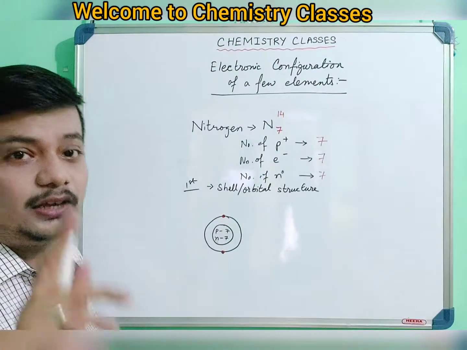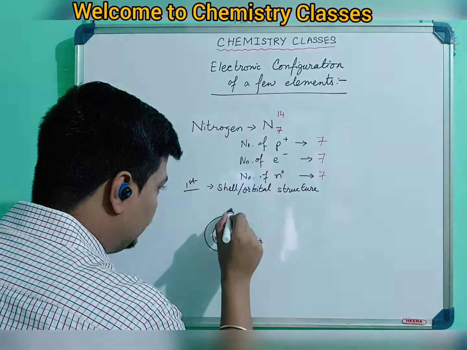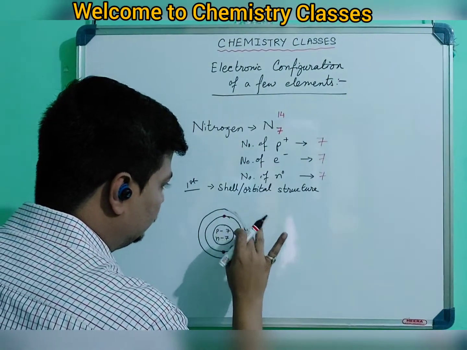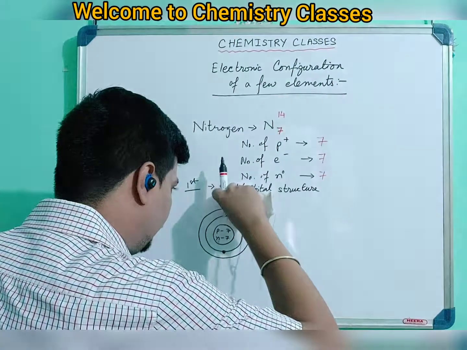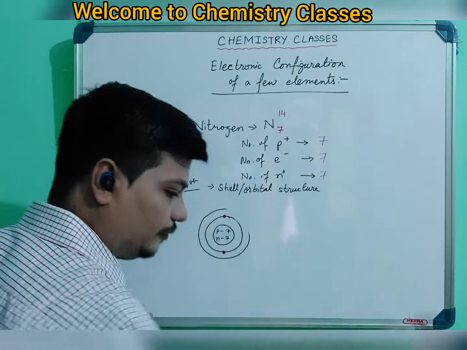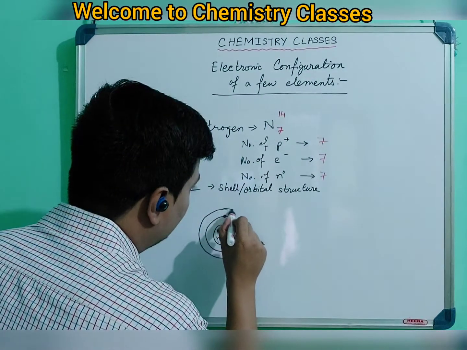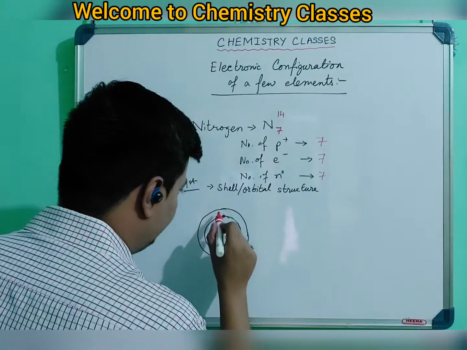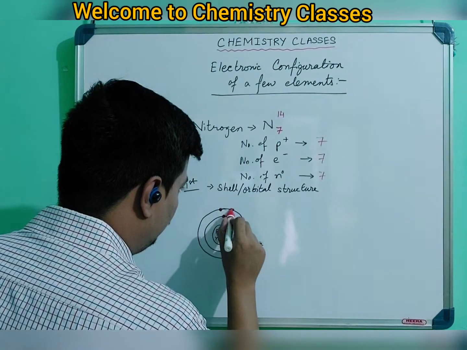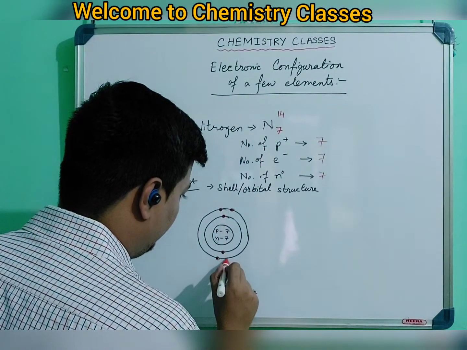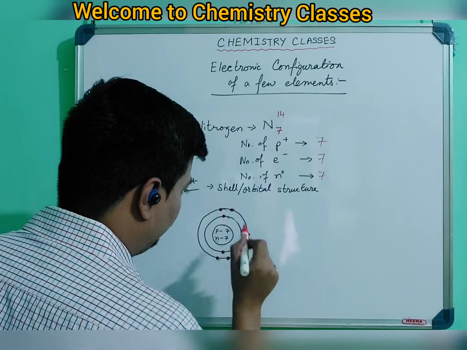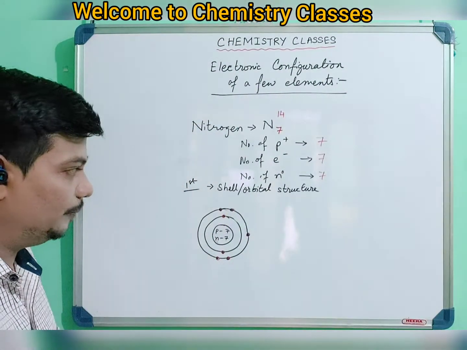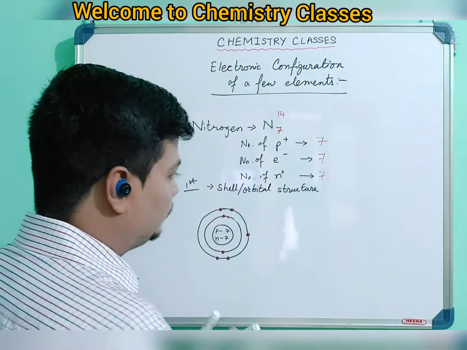So how many are remaining? 5 electrons. So in the next L shell, it will be 5 electrons. 1, 2, 3, 4, 5. So total 7 electrons I have drawn over here. So this is my first orbital structure.